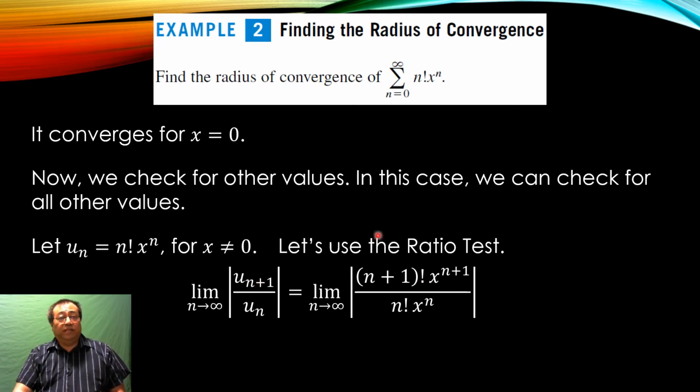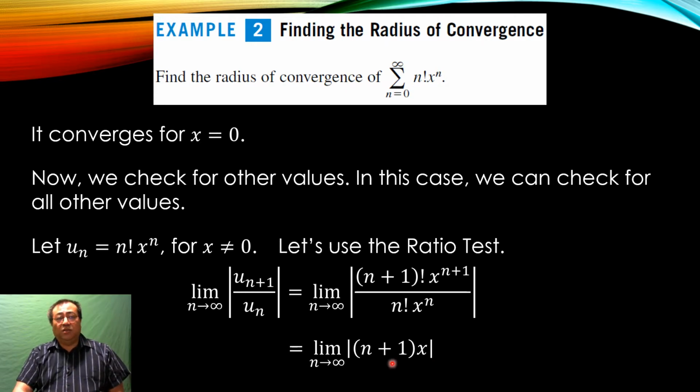All right, so we plug that in. We're replacing the n with n plus 1, so n plus 1 factorial and x to the n plus 1, over the original version, n factorial and x to the n. All right, simplify that. When you simplify x to the n plus 1 over x to the n, that becomes x. And n plus 1 factorial over n factorial becomes just n plus 1. So these two simplify to n plus 1, and those two simplify to x.